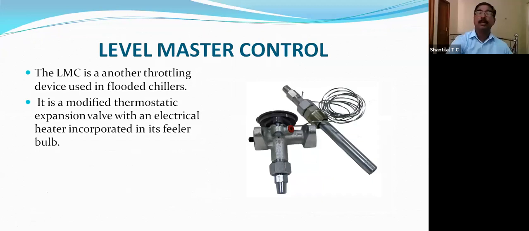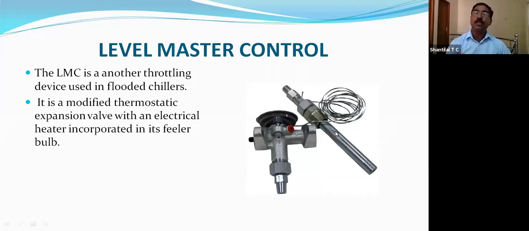Then what happens? The feeler bulb senses the temperature. On that basis, the volatile substance changes to a liquid or vapor state. By that, the stem moves up or down, and the valve opens or closes, and on that basis the flow goes. This is almost 70-80% similar to the thermostatic expansion valve. Here, additionally, a small voltage electric heater is attached to this thermal bulb. That is the main difference in the level master control.